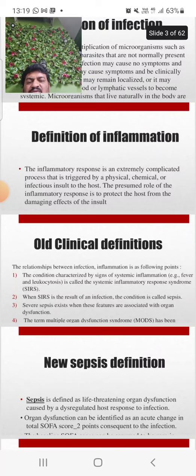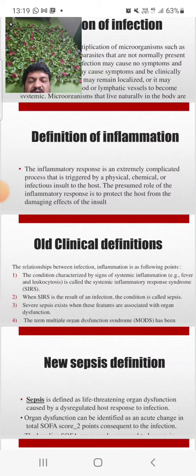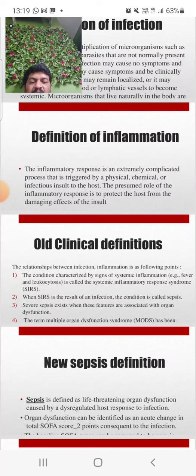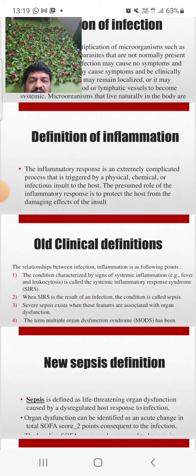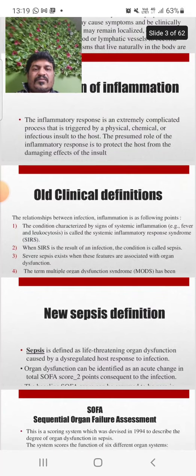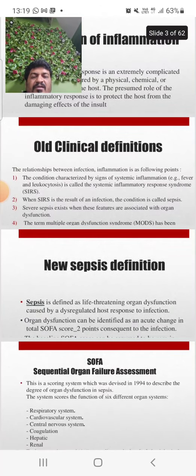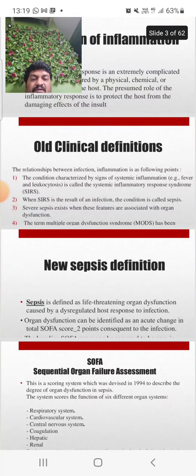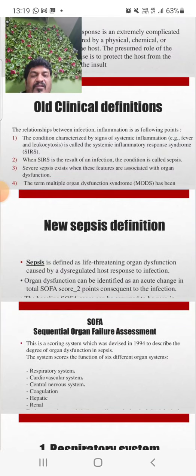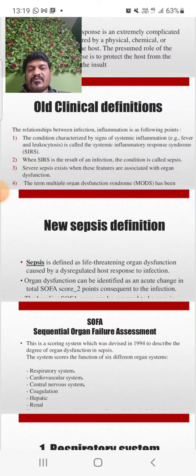So, what is the new sepsis definition? Sepsis is defined as life-threatening organ dysfunction caused by a dysregulated host response to infection. Organ dysfunction can be identified as an acute change in the total SOFA score of 2 points or more consequent to the infection. So, this is the new definition of sepsis. It is defined as a life-threatening organ dysfunction. One must be very clear about it. In our ICU setups, we are daily dealing with patients who are suffering from sepsis.